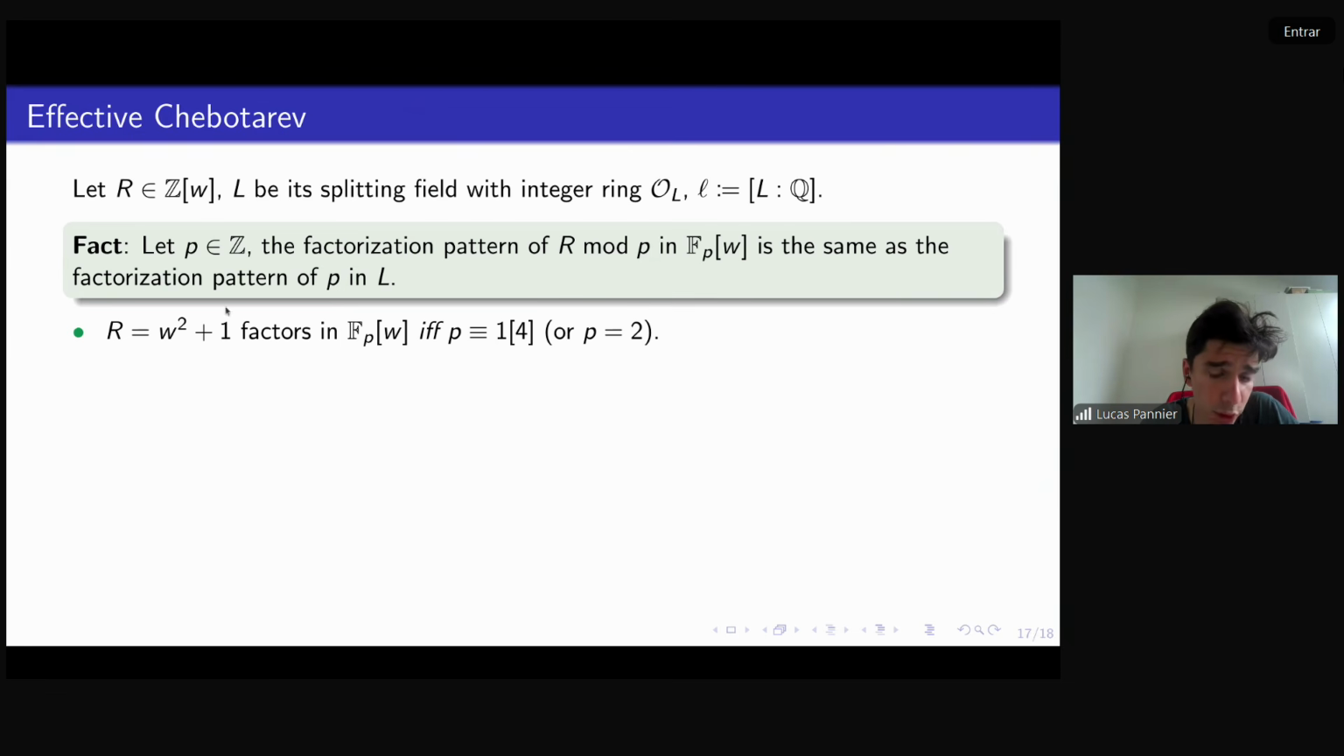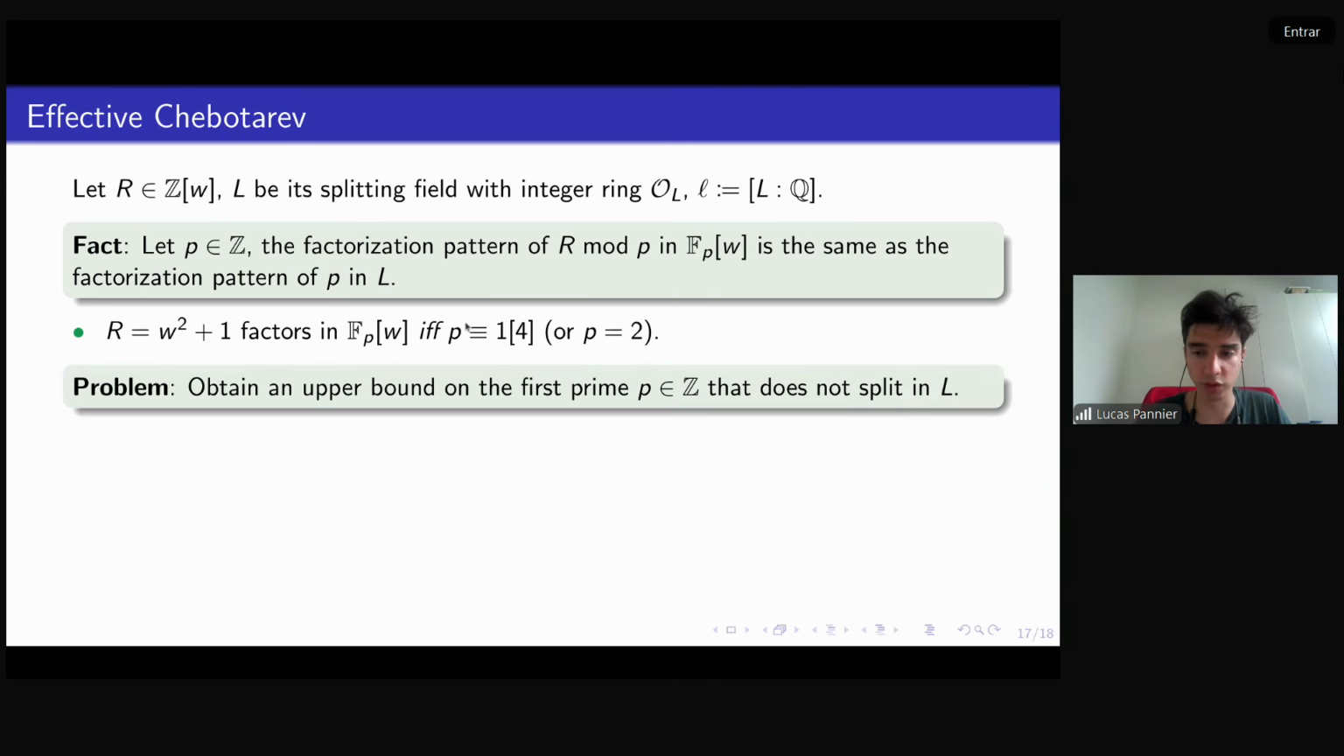then we know that this polynomial factors if and only if p is congruent to 1 mod 4. And it happens that the splitting field of this polynomial is Q of i, with integer ring Z of i, the Gaussian integers. And we know that any prime congruent to 1 mod 4 can be written as a sum of two squares, and this allows us to factor p over the Gaussian integers.